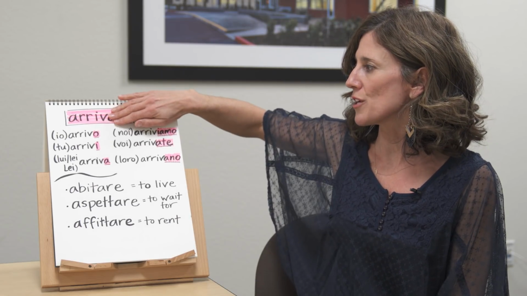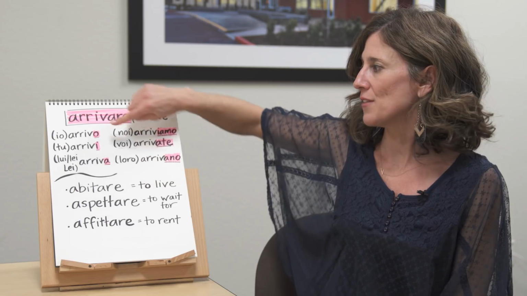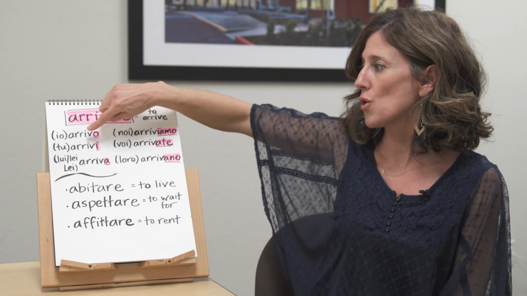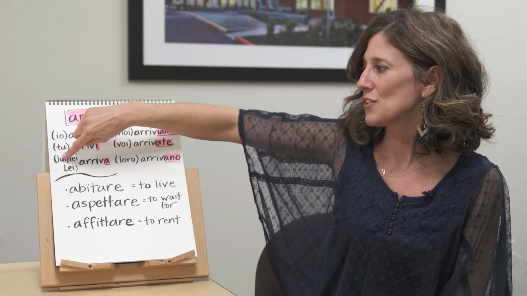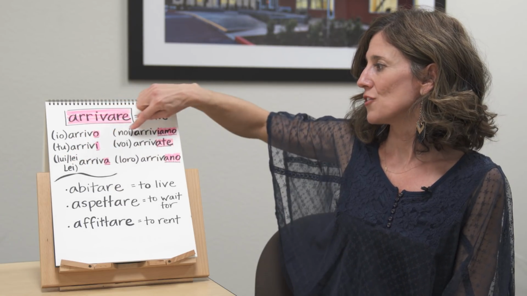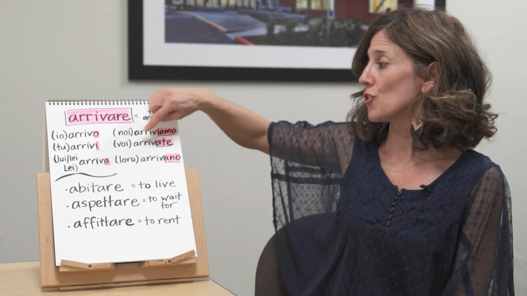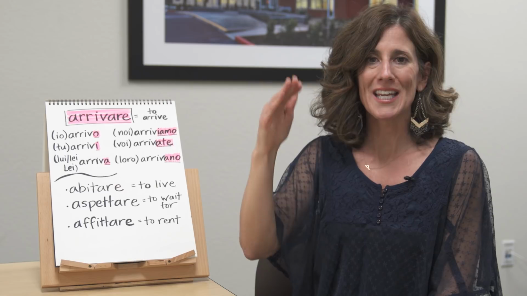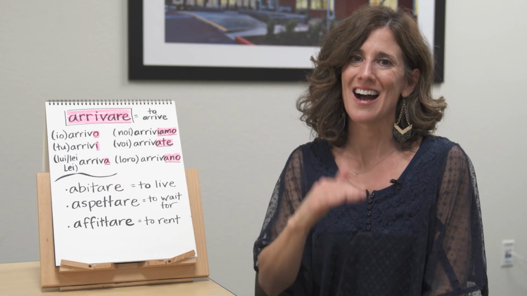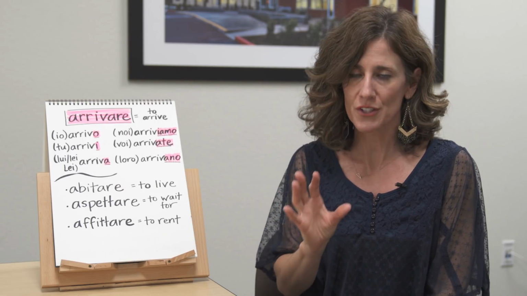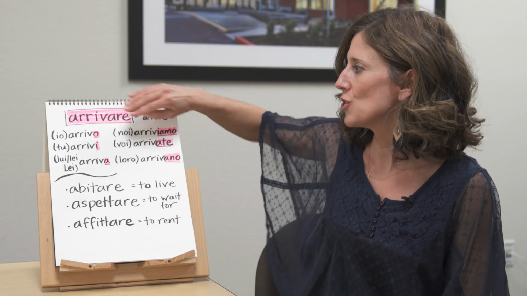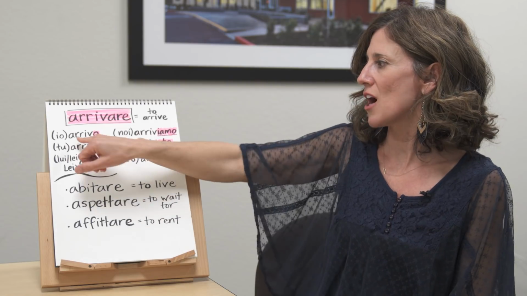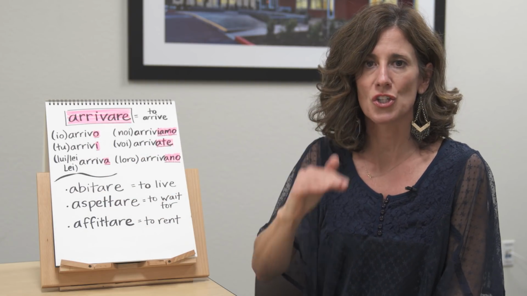So what you do is you get rid of the -are, okay? And then you replace it with, if it's the io form, -o, the tu form, -i, the lui/lei form, -a, the noi form, -amo, the voi form, -ate, and the loro form, -ano. O, i, a, amo, ate, ano. That's what you need to remember if it's a regular -are verb. And you need to remember, too, to get rid of that whole ending. So your stem is arriv-, and then you insert that ending.